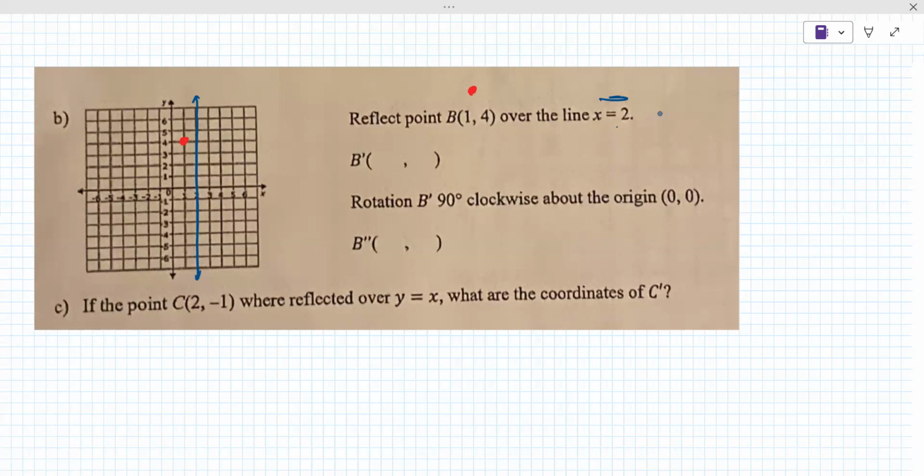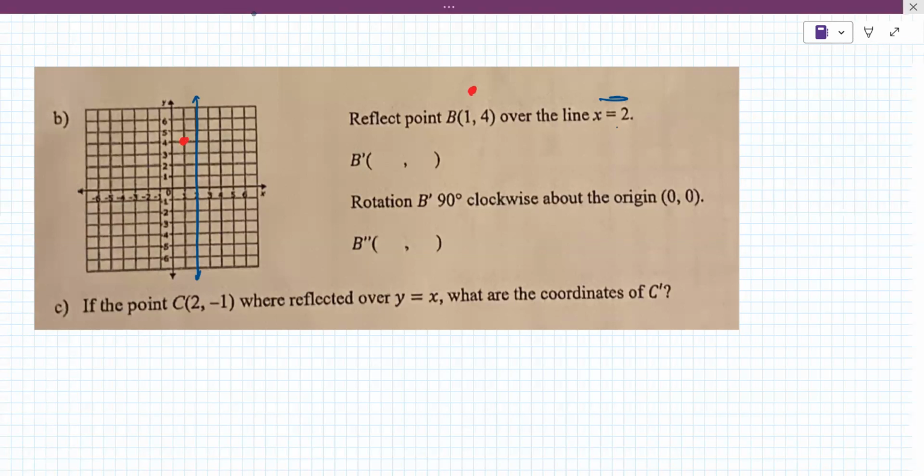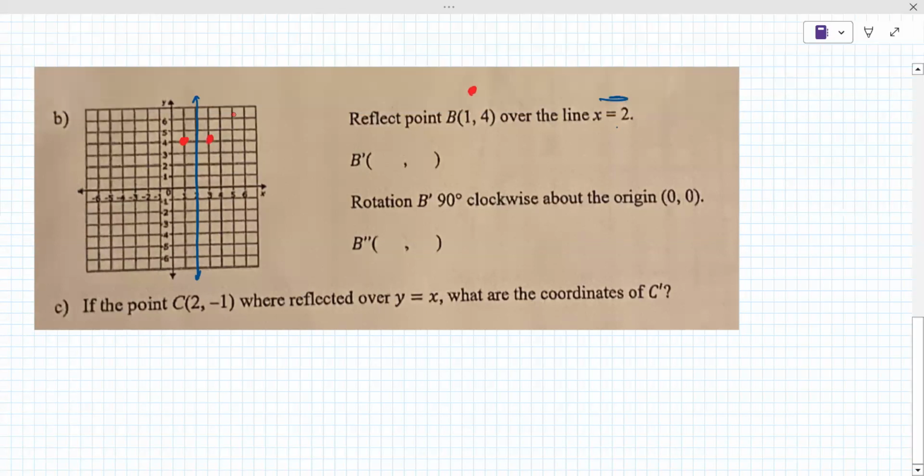So -1, right, for reflecting. Well, you're just counting the distance. How far away from the line is it? 1 unit away. Oh, and then, my bad, it goes to 0, 4, and then I'm reflecting it over that 2 line, so then that would be 3, 4. Exactly. Yeah. Okay.